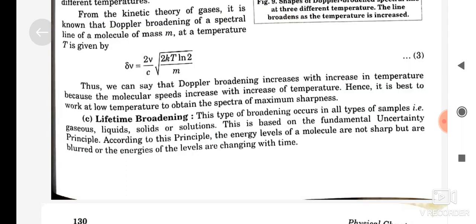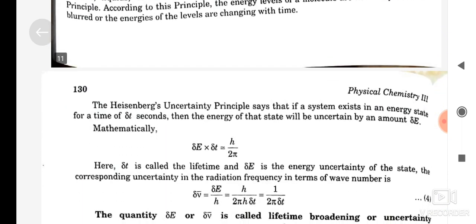Lifetime broadening. This type of broadening occurs in all types of samples: gaseous, liquid, solid or solution. This is based on the fundamental uncertainty principle. According to this principle, the energy levels of a molecule are not sharp but are blurred, or the energy of the levels can change with time.